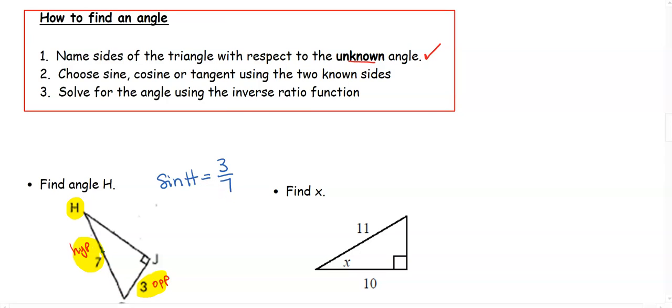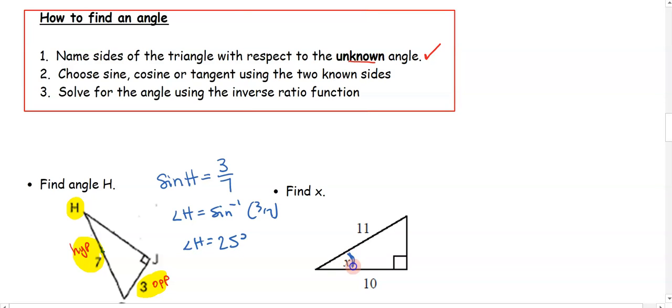So now I would say, angle H is equal to sine inverse of 3 over 7, and then again we go to our calculator, and we would type that in, and we would get 25 degrees, rounded to the nearest degree. Okay, same thing here.